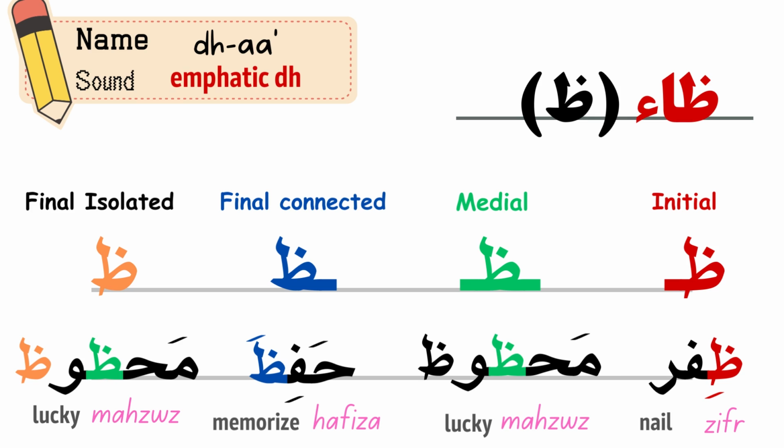The letter dha. Word ظفر shows the initial form of the dhaa. Word محظوظ shows the medial form of the dhaa. Word حفظ shows the final form connected of the dhaa. Word محظوظ shows the final form isolated of the dhaa and also the medial form of the dhaa.